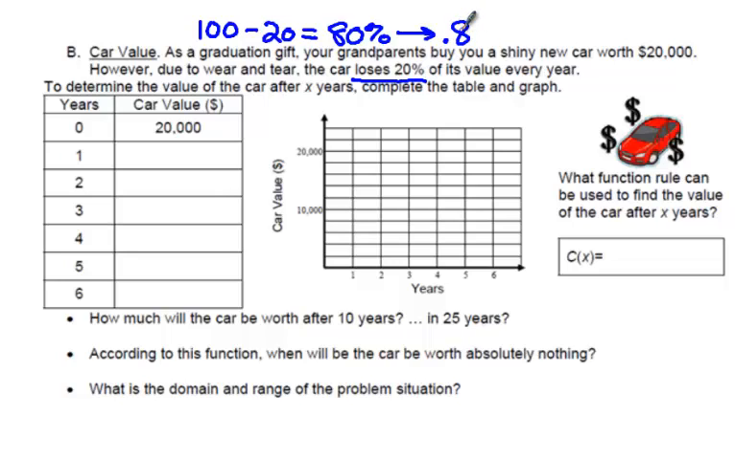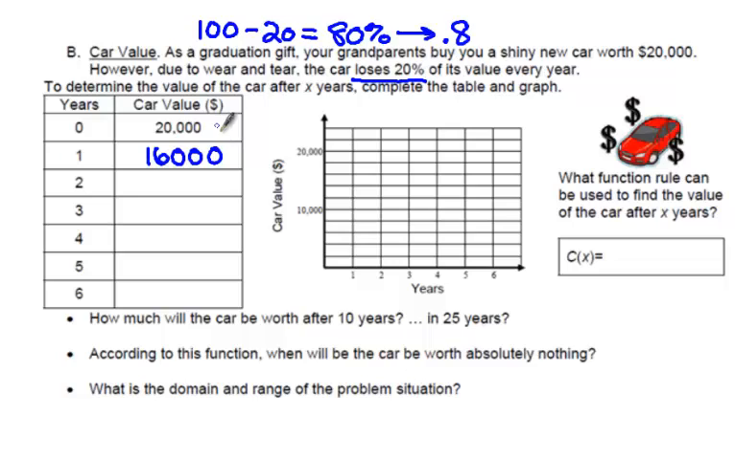So we're going to take 20,000 and multiply it by 0.8, and then you get 16,000. That's kind of scary to think about. Just 1 year later, your car is decreased by $4,000.